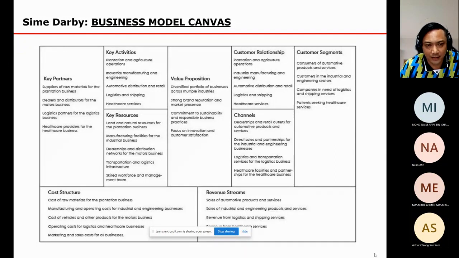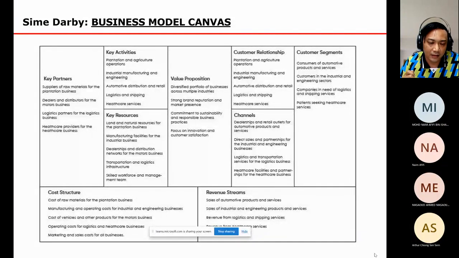So for my part, I will present the Sime Darby business model canvas. As we know, Sime Darby is a diversified multinational corporation whose business is in various industries such as plantation, property, industrial, motors, and logistics. As such, the purpose of this Sime Darby business canvas is to provide a visual representation of its business model and its value proposition to its customers, shareholders, and stakeholders.